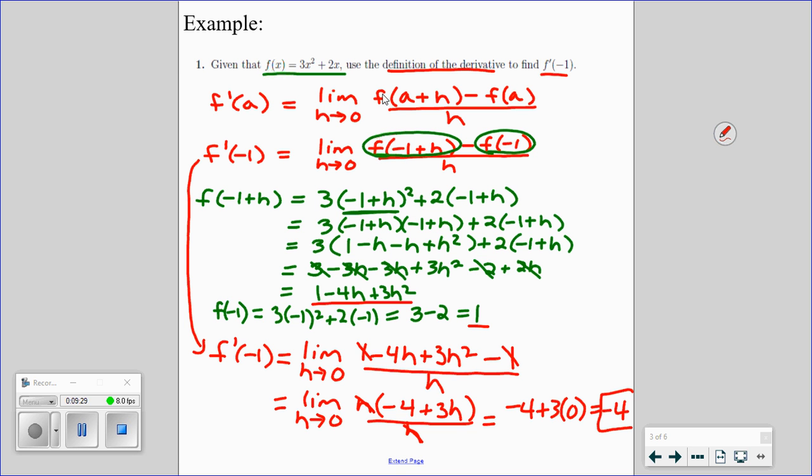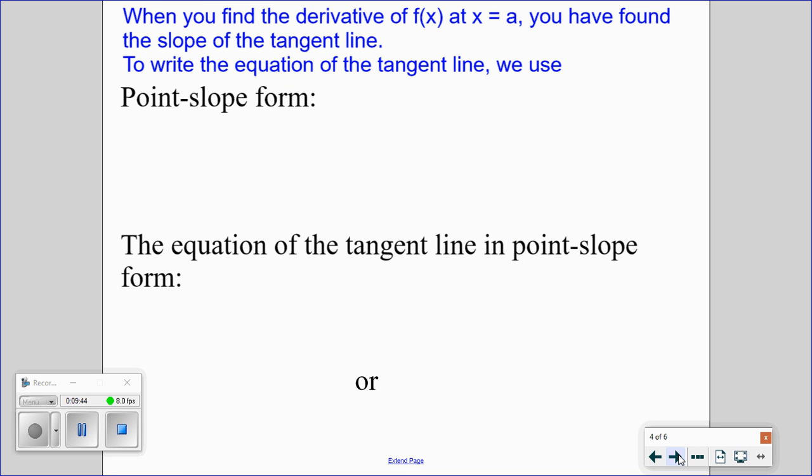Okay, so again, you guys, just a little bit different way to find the derivative using a second form of the definition of the derivative. Okay. One other thing that I wanted to show you in this video is, in addition to finding the slope of the tangent line, we can also write the equation of the tangent line.